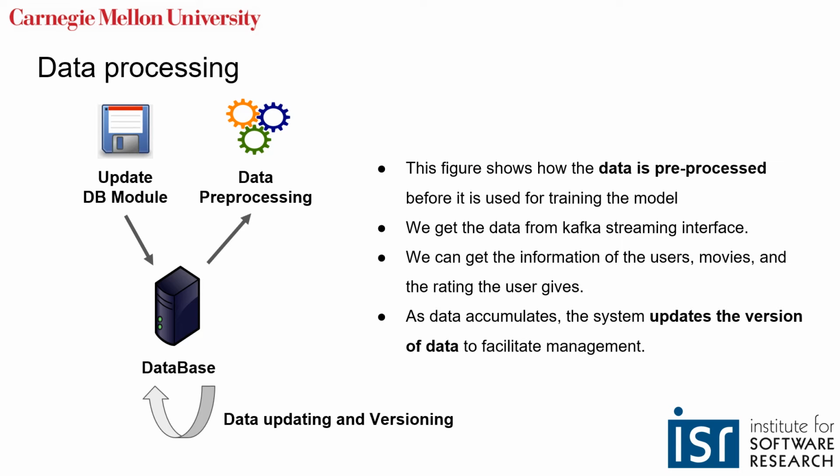This figure shows how the data is pre-processed before it is used for training the model. We get the data from the Kafka streaming interface. We can get the information of the users, movies, and the ratings the users give. As the data accumulates, the system updates the version of data to facilitate management.